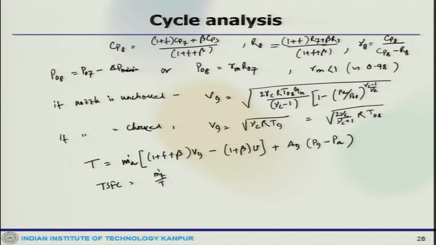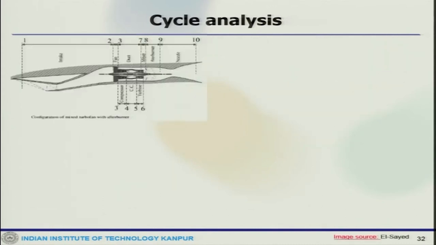Now another one could be the same engine, but with an afterburner. So this is another engine, a mixed turbofan with afterburner. Military aircraft are powered by low bypass ratio turbofans fitted with afterburner. That's one of the important conditions for military application, that you need certain acceleration, maneuvering and all such things.